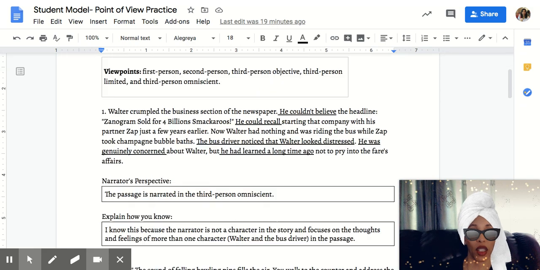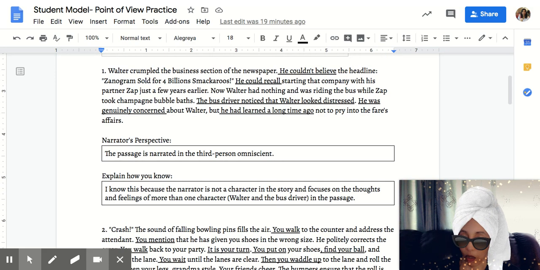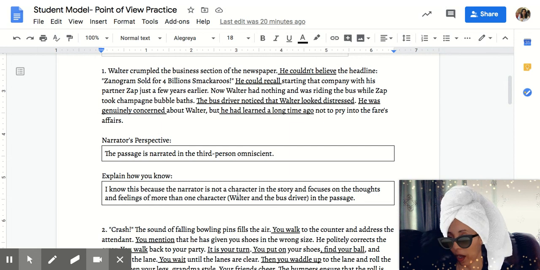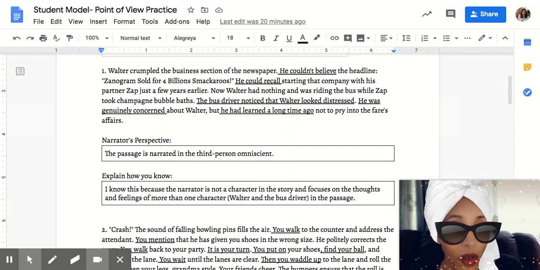Now, I don't expect you to write like this student because this is the student's exceptional work, but I do expect you to be able to explain to me how you know it's third person omniscient for number 1. I don't want to read it's third person omniscient because it tells in the story. That doesn't tell me anything. Of course it tells in the story, but how do you know it's third person omniscient and not limited and not objective? Tell me.